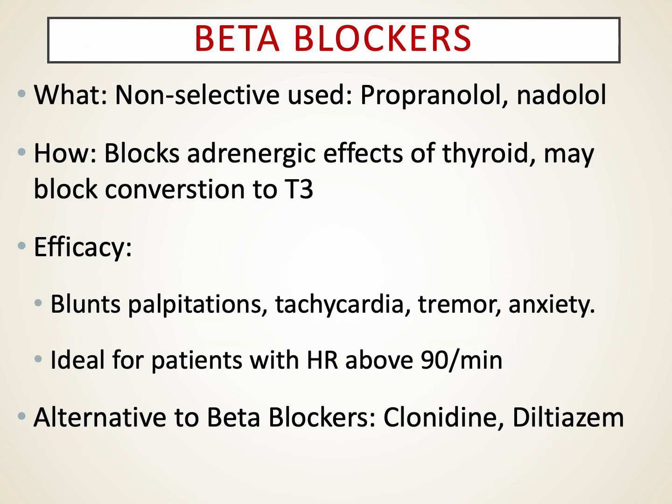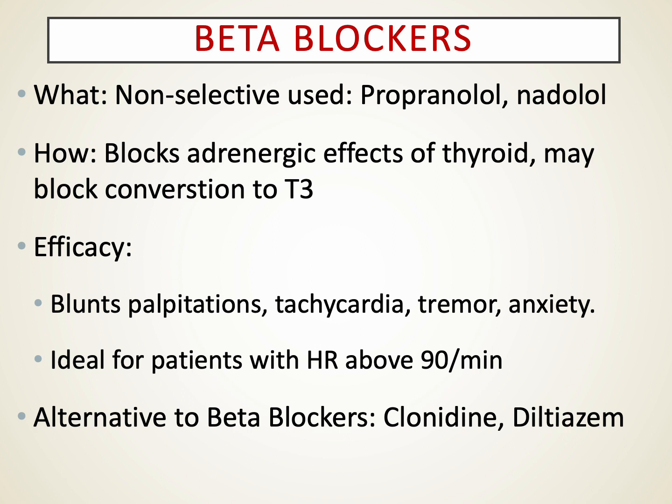Beta blockers: typically we're going to look at non-selective beta blockers, usually propranolol and nadolol, blocking the adrenergic effects of thyroid function. It may also block some conversion to T3 as well, though that effect is a little more debated. Its efficacy is that it blunts palpitations, tachyarrhythmias, tremors, and anxiety. The patients who are the best candidates are those with tachyarrhythmias, particularly heart rates above 90. Other things that could be used instead of beta blockers, sometimes you'll see either a calcium channel blocker like diltiazem or clonidine therapy used.